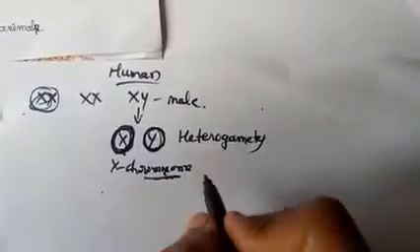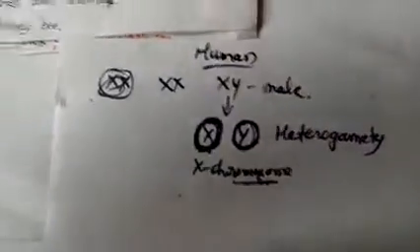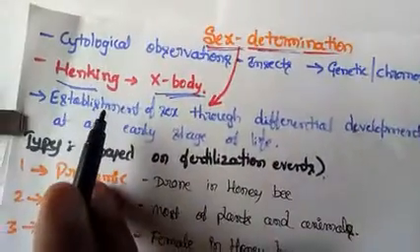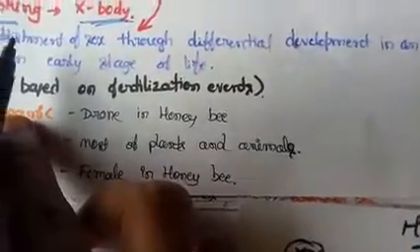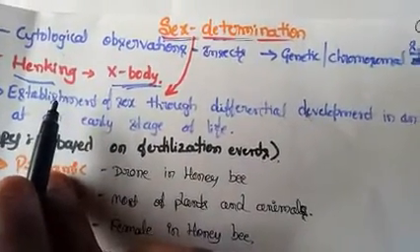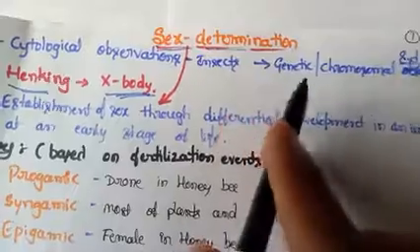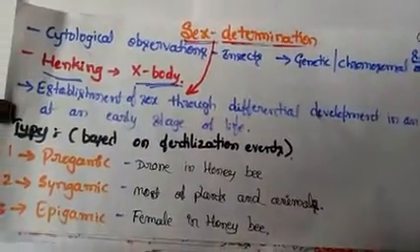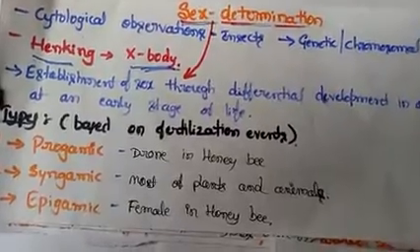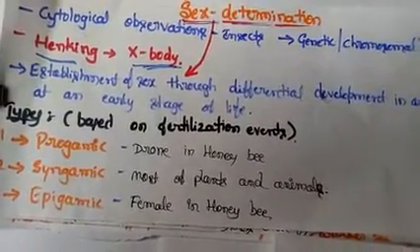So this is how Henking gave the explanation through carrying out different experiments on insects to determine the sex of an insect. So based on this genetical and chromosomal sex determination, we are going to perform different experiments and then identify the sex of different organisms.